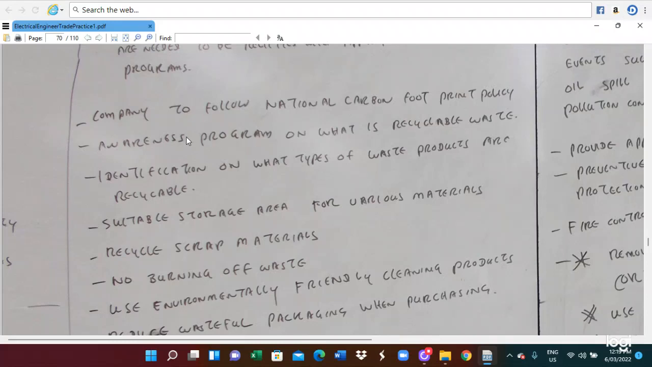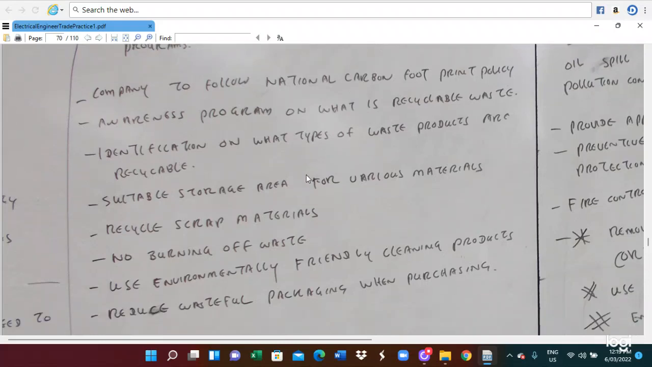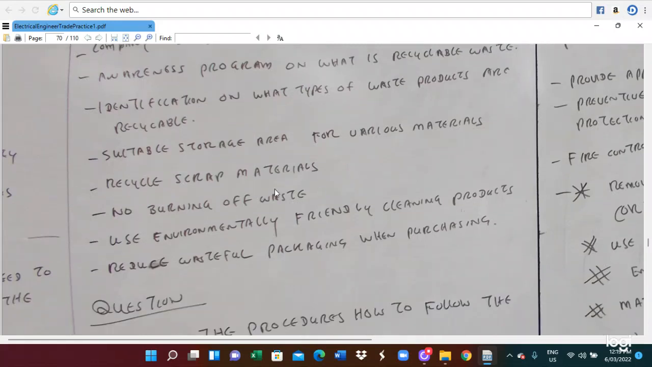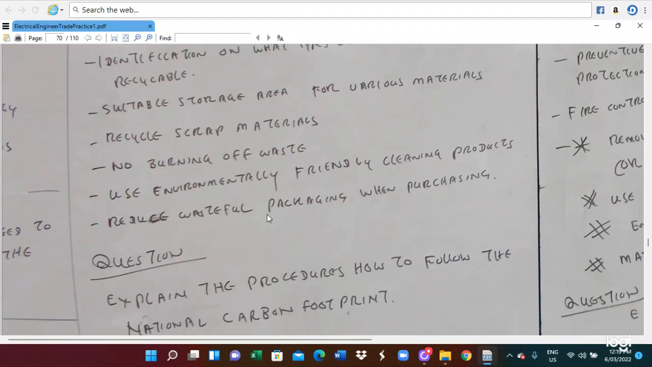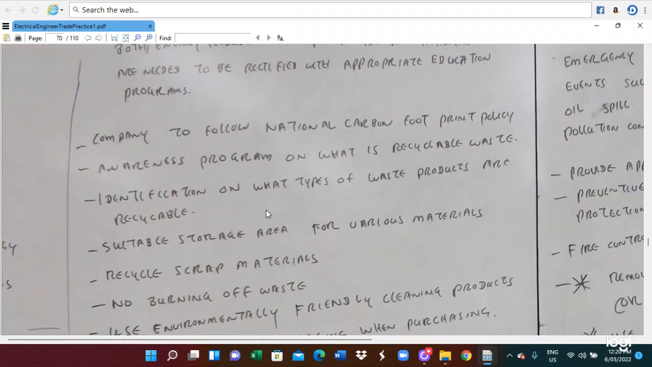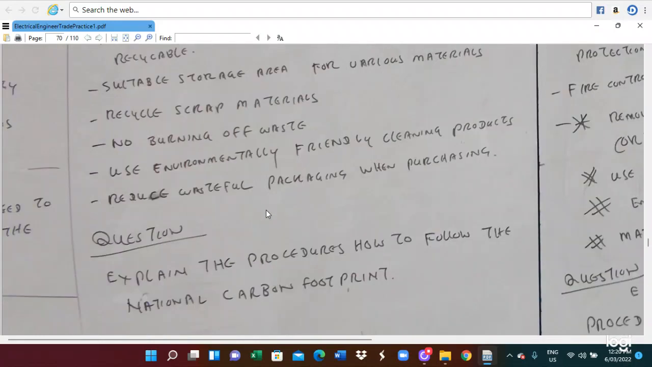So we have to have an awareness program on recyclable waste, and we have to identify what types of waste produced can be recycled. Those are the important aspects. Also a storage area for the various materials is an important aspect. We have to recycle scrap material, not burn the waste, use environmentally friendly cleaning products, and reduce waste food packaging when purchasing. Those are important aspects of the recycling procedure of the company.